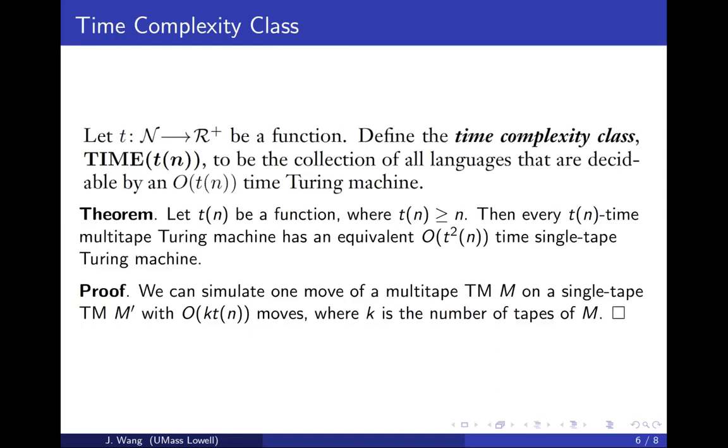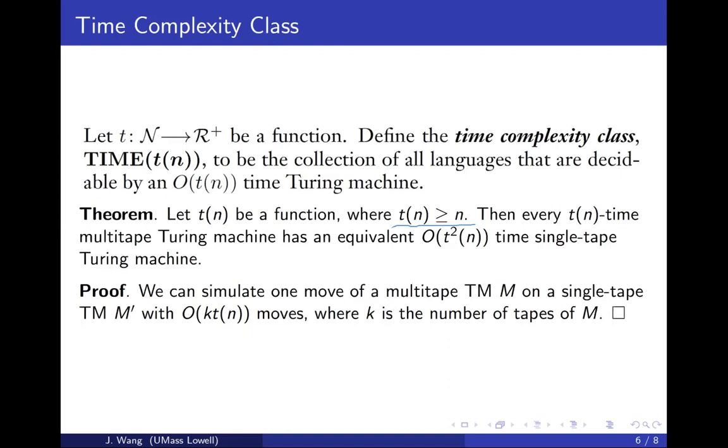Now we have the following theorem. Let t of n be a function where t of n is greater than or equal to n. Presumably, we need to read off whatever input you have, so that at least takes the size of the input in steps, because you can only read one symbol at a time using a Turing machine. So that's why we assume this is true.